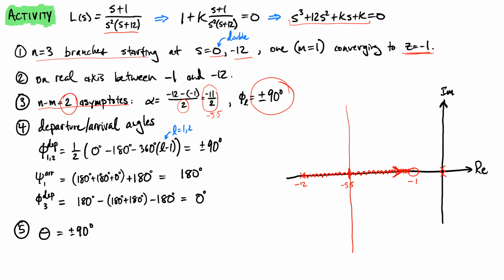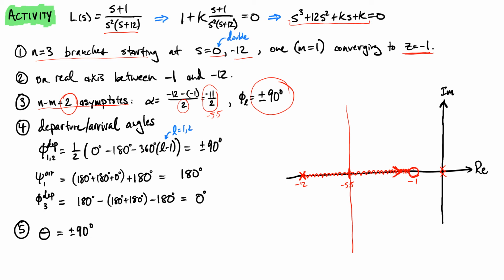And so now the question is, what does it look like? So we would like to know departure angles out of these poles. We can go ahead and calculate the arrival angle of this 0. Again, we already know it, but it's worth double checking. Again, we already know the departure angle out of this pole at minus 12, but again, it's worth checking.